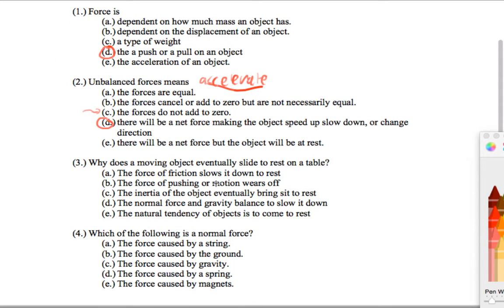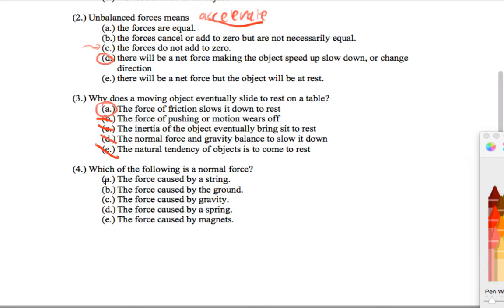Why does a moving object eventually slide to rest on a table? Let's be really clear on this. If an object does come to rest, that means that there must be some kind of outside force acting on it. So there's no force wearing off. Inertia doesn't do it. Normal force and gravity act vertically. They cannot slow something down horizontally. And this is patently false. The real reason is friction actually makes it come to rest.